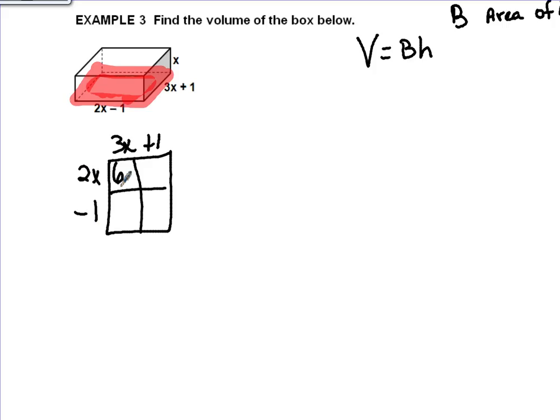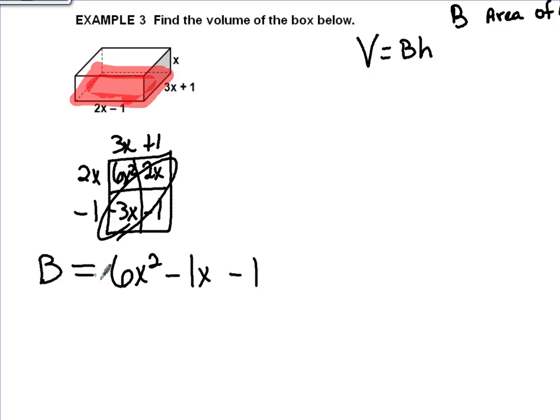So 2 times 3 is 6x squared. 3 times negative 1 gives me the negative 3x. Here is 2x, and down here we've got negative 1. So I'm going to add my diagonals when I take it out. 6x squared minus 1x minus 1. Okay, that is B.